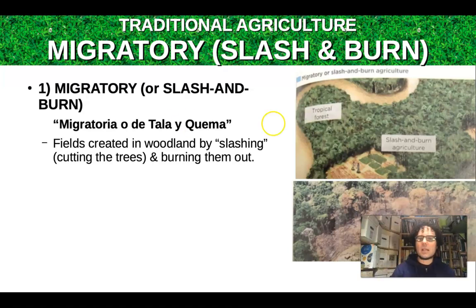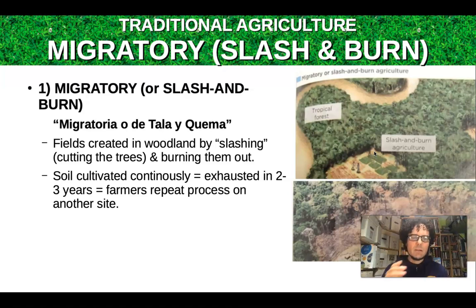Okay, the fields, like you can see in this picture, are created in woodlands by slashing, cutting the trees, and then burning them out, thus creating the space for farming, for agriculture. And in this type of agriculture, the soil is cultivated continuously. They burn the trees and use the ashes as a type of fertilizer. But as they cultivate continuously, they exhaust the land in 2 or 3 years. So the farmers have to repeat the process on another site.